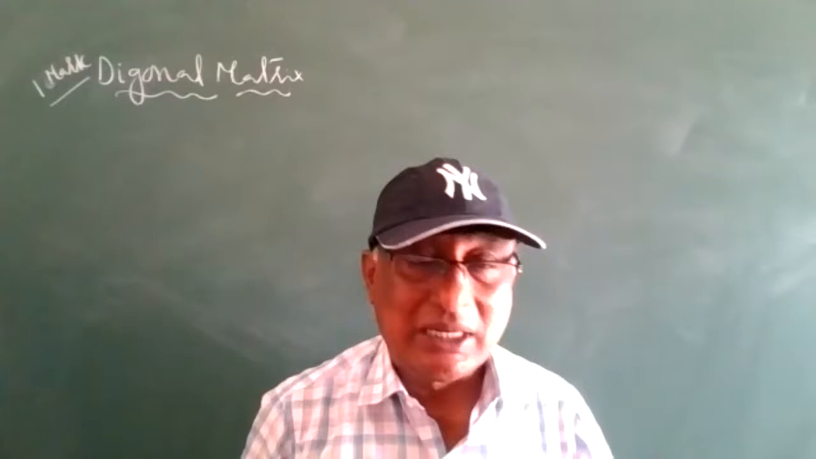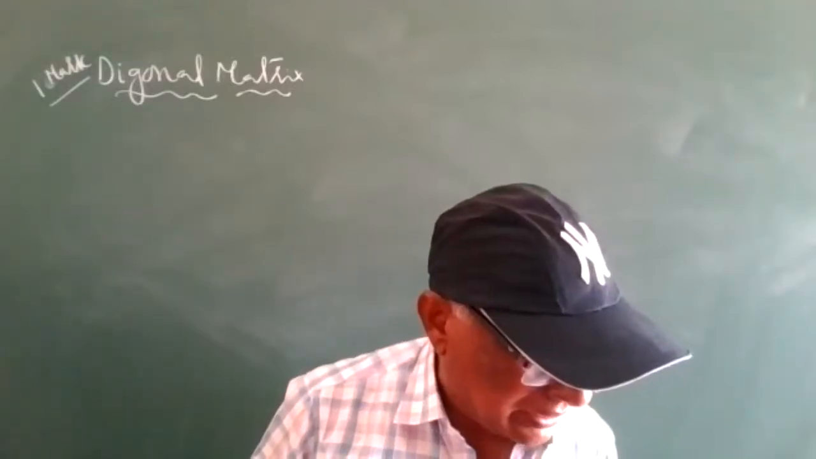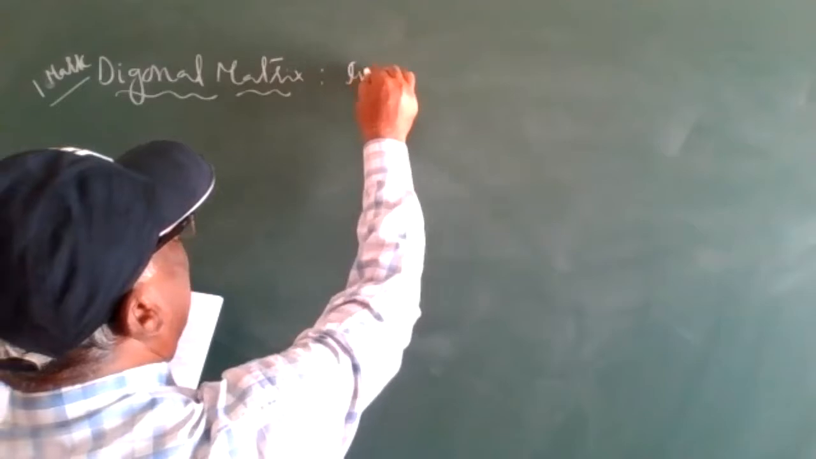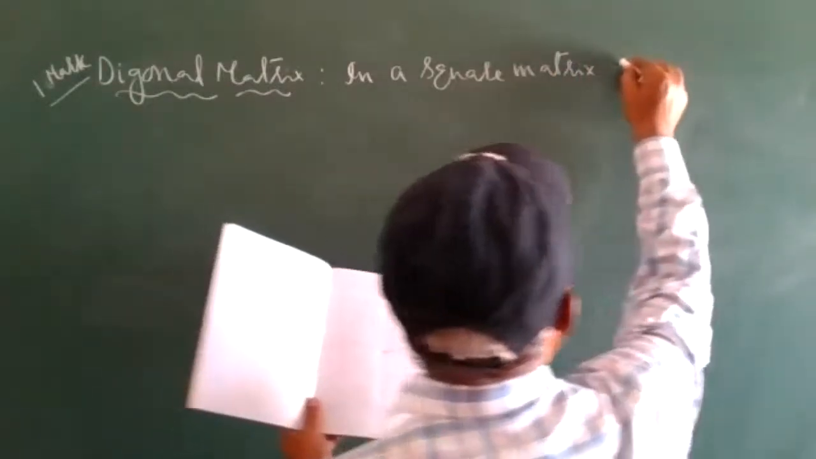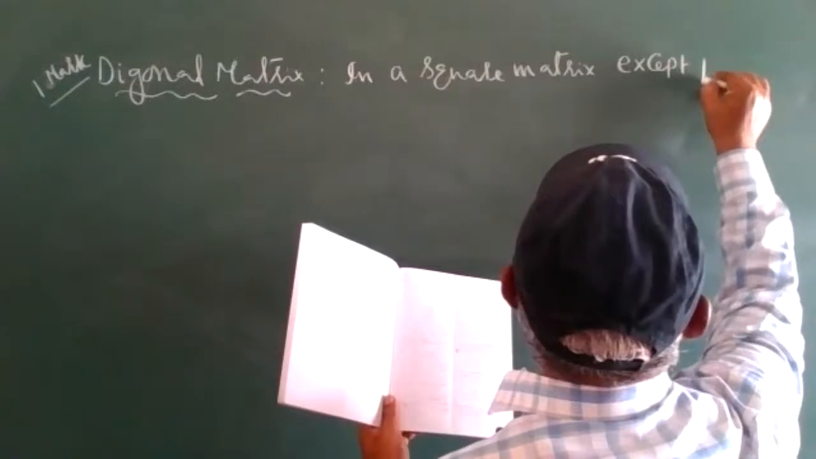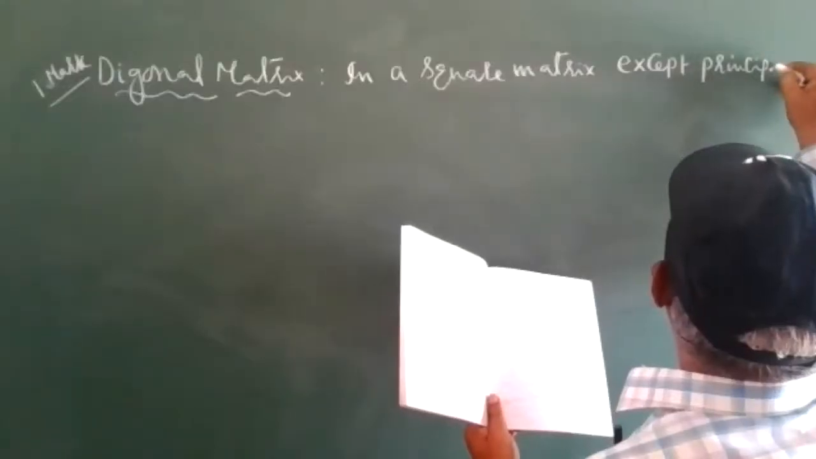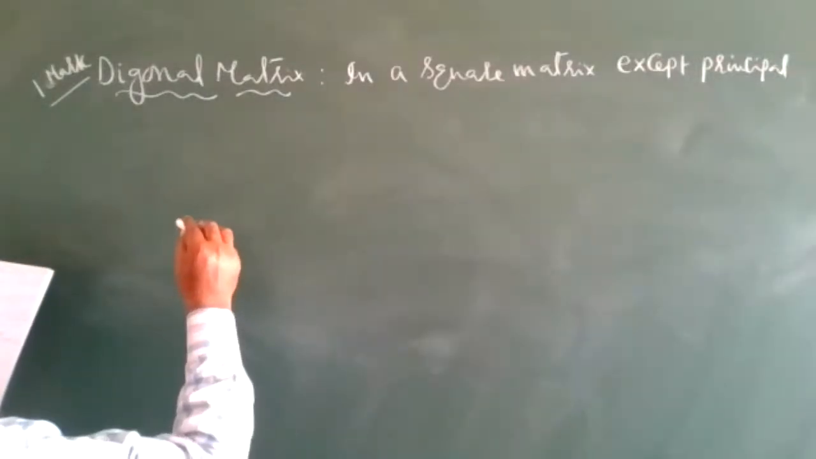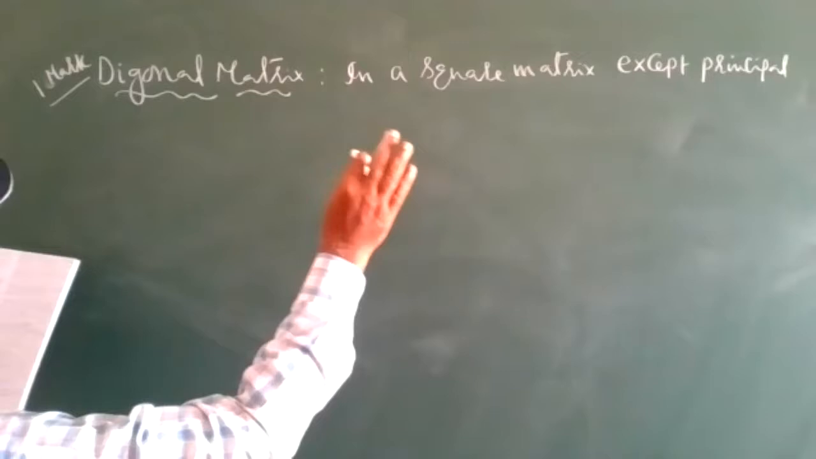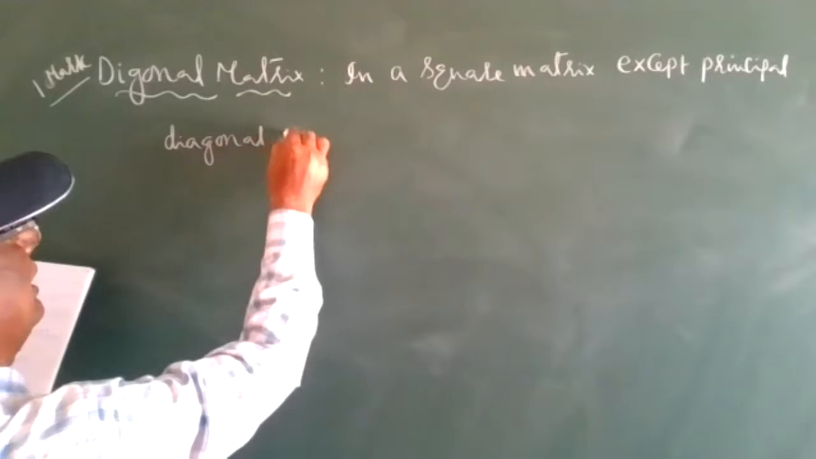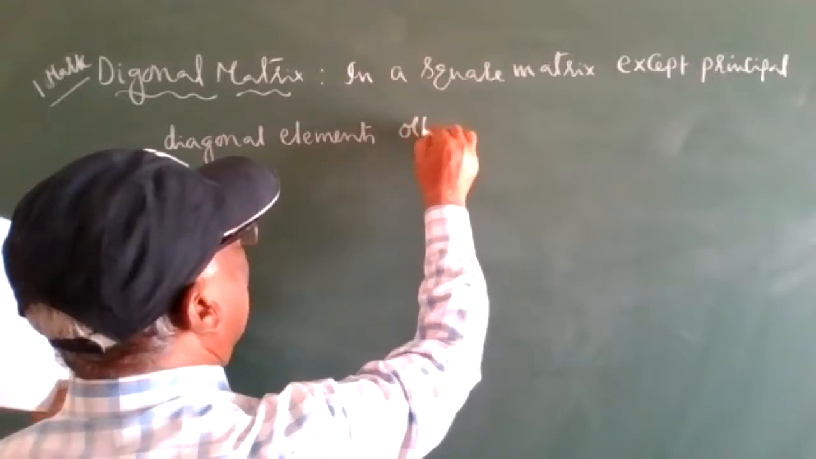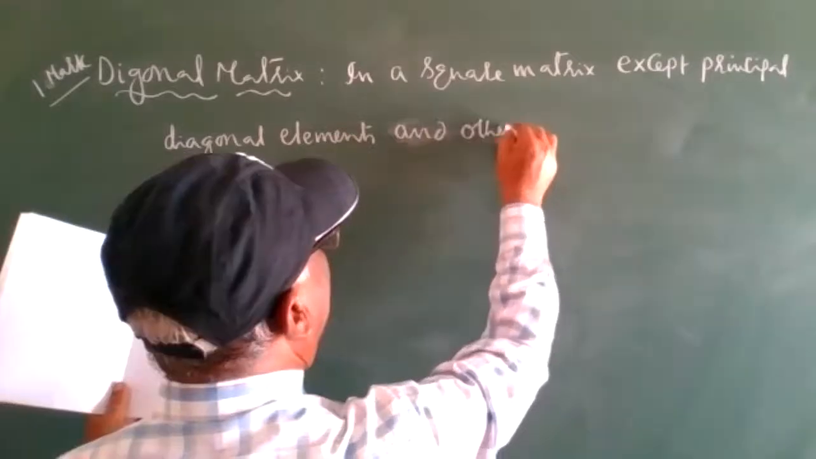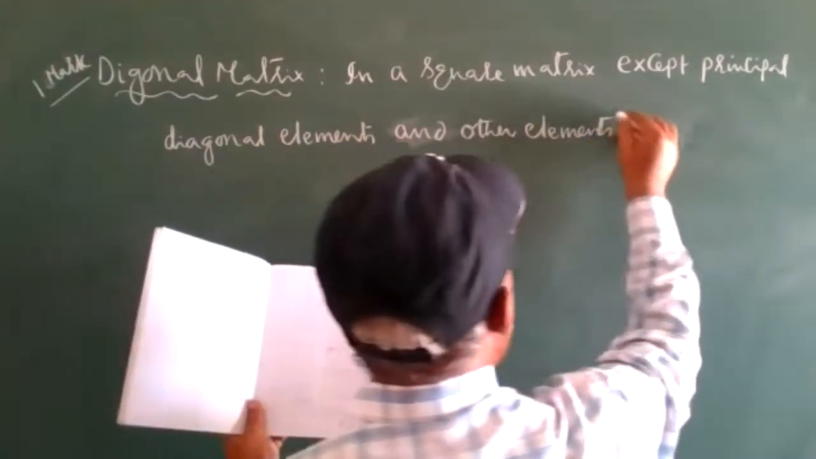What is the diagonal matrix? First, it is a square matrix, and except for the principal diagonal elements, the other elements are zero. Now write down the definition: in a square matrix, except the principal diagonal elements, the other elements are zeros.